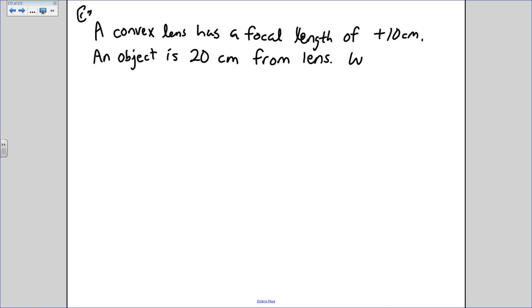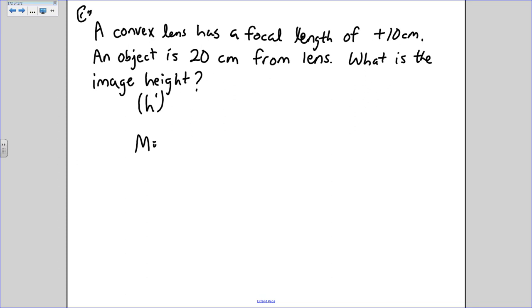What is the image height? And the image height, if you recall, is h prime. So the magnification is h prime over h. And then also the object height is given. h, let's say, is 5 centimeters.